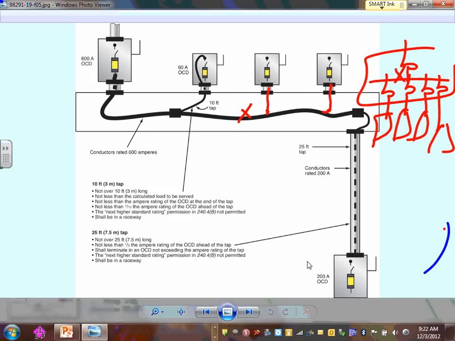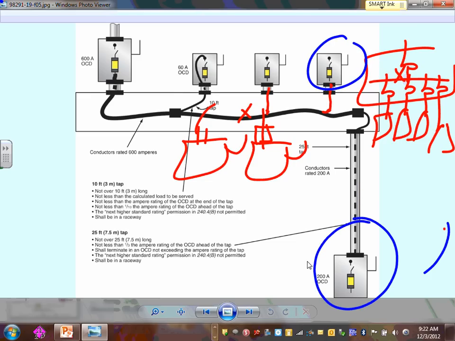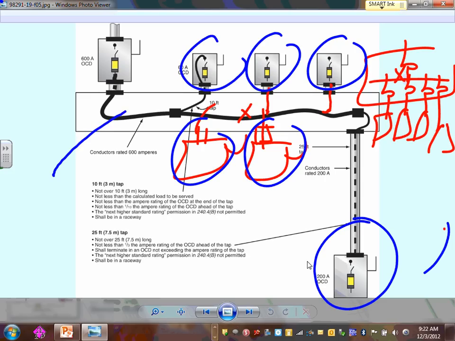Cool? So here's my conductors. Now, can I come down here again and have another disconnect and tap and a third disconnect and a tap? And what's the limit, Chad? What's the limit in all these? The limit is the load calculation. When you guys do the load calculation, here's what you're going to do. You're going to take all the load here, and here, and here, and here, here, and here, and size the feeder. So 1, 2, 3, 4, 5, 6 loads.